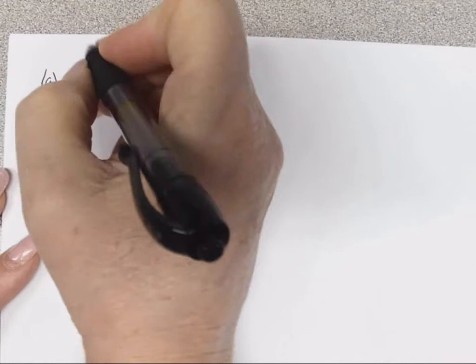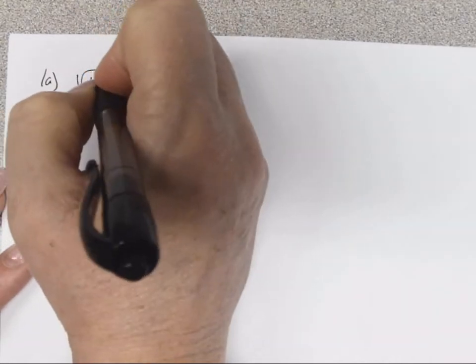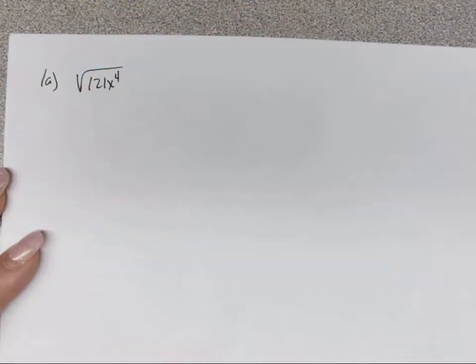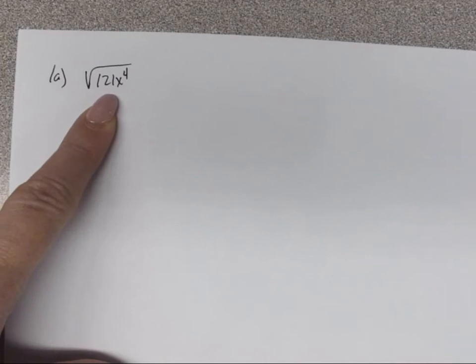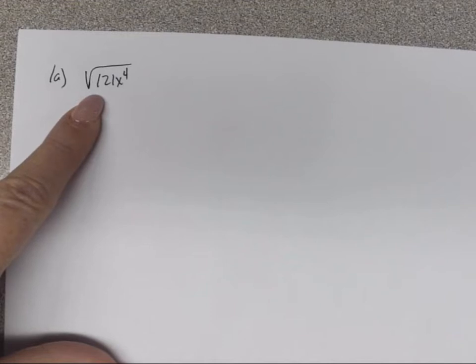So this is our review for our major quiz 2 that's coming up for intermediate algebra. So the first problem we're going to look at is the square root of 121 x to the fourth. So this is a perfect square of 121. That is 11 times 11. And if you don't know that, you can put it in your calculator.